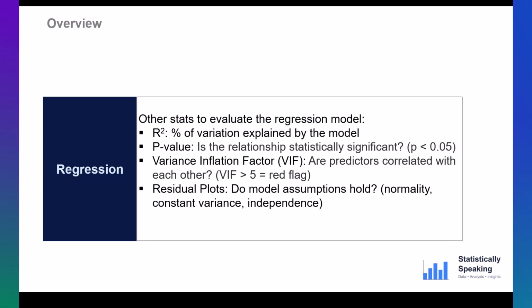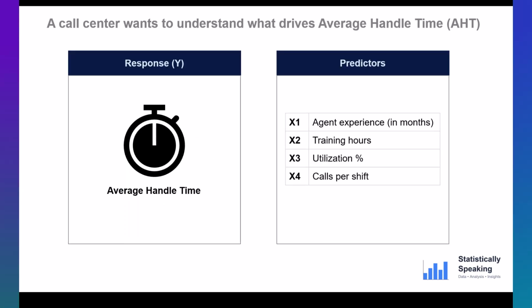Is there constant variance and independence, using the versus fits and versus order graphs? Those are some of the other stats that we need to look at. Now let's look at the example that we're going to use. The example we're going to use is this.